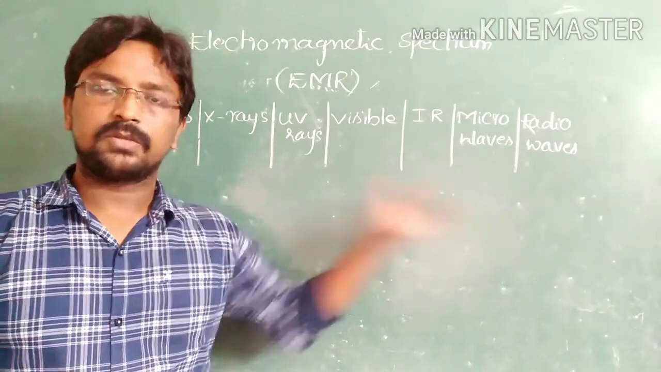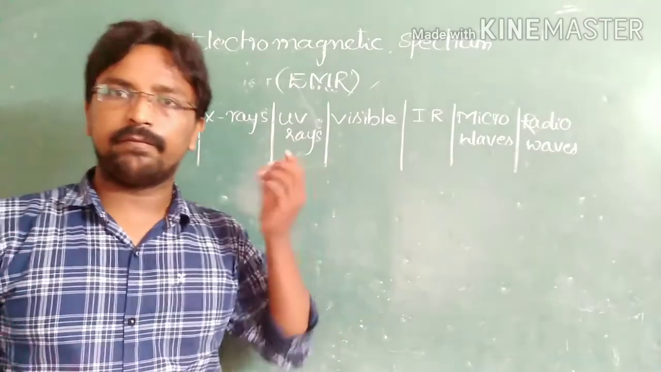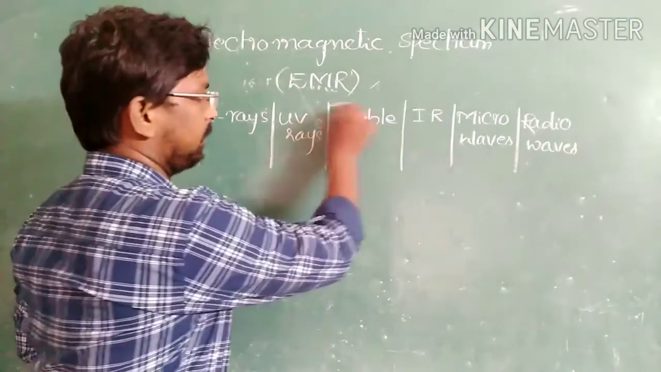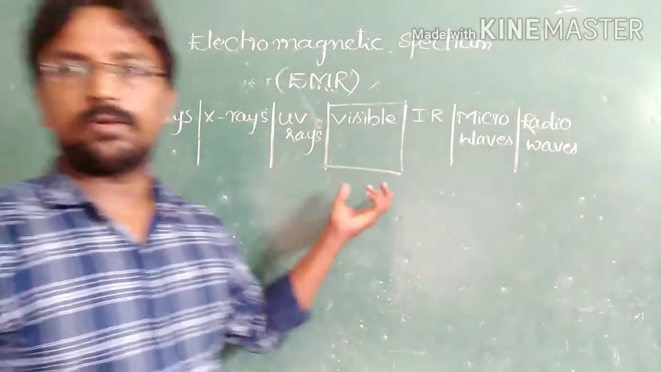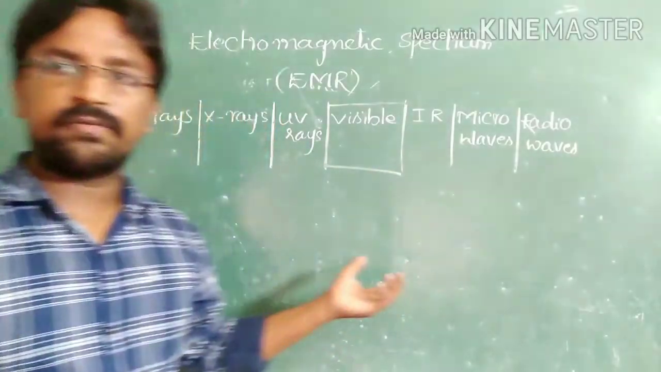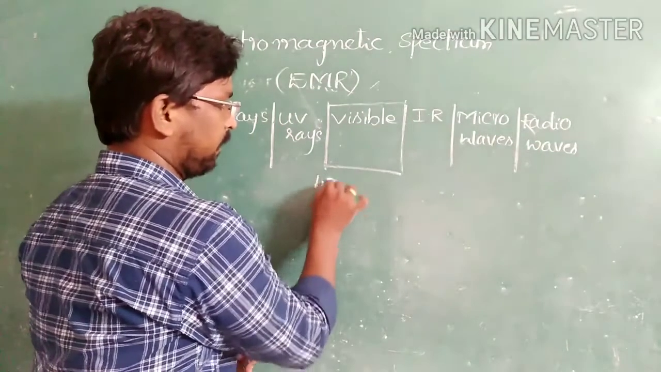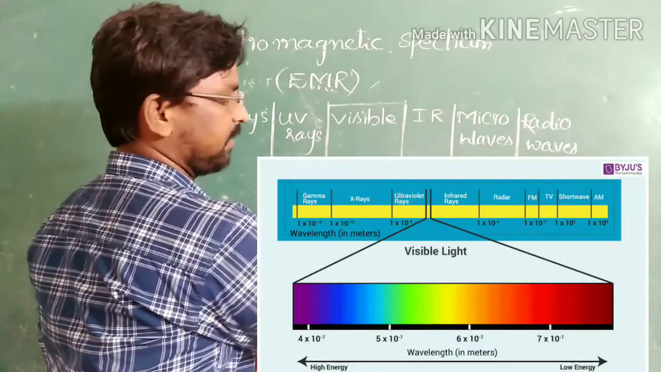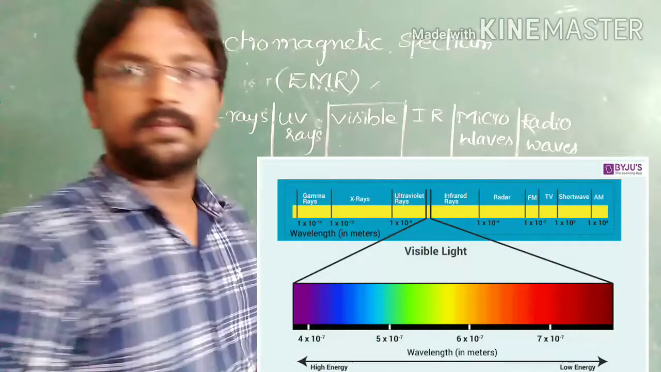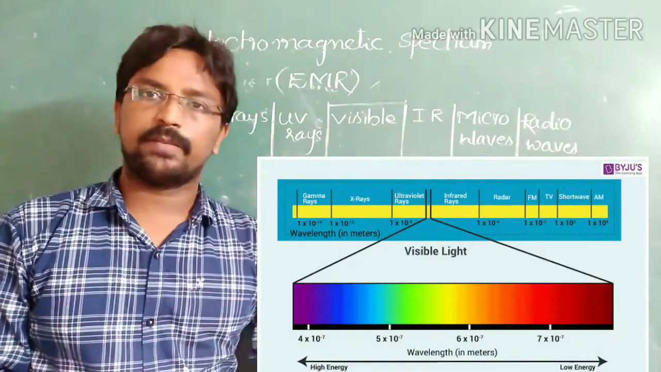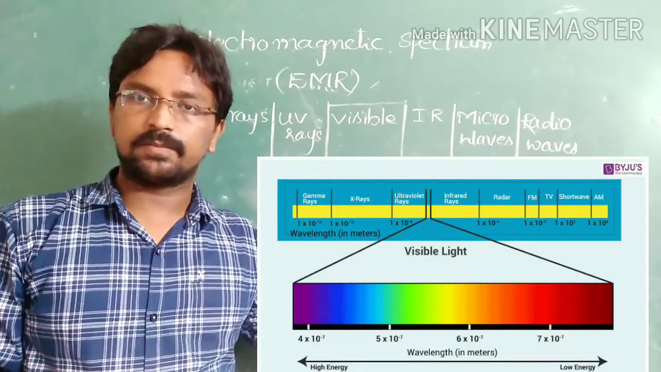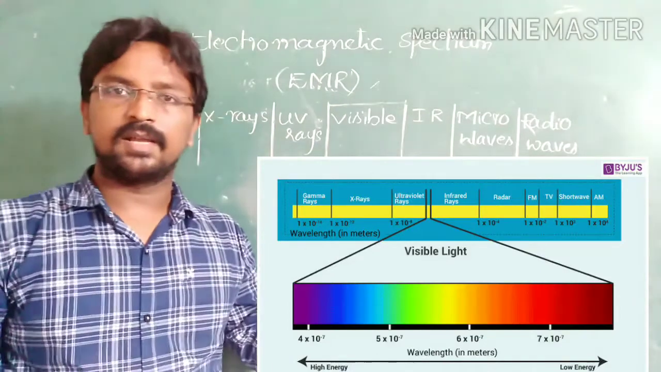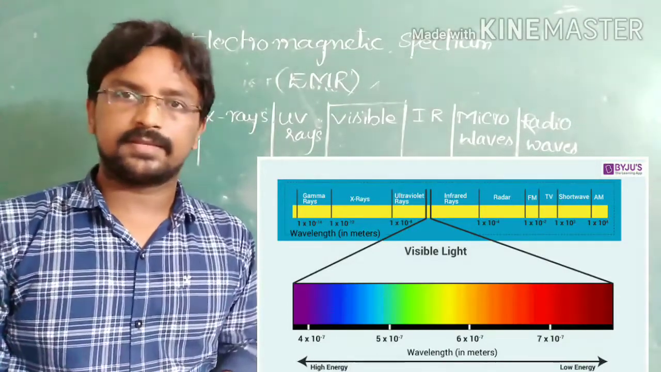In this electromagnetic spectrum, we are only sensitive to visible light. The range of wavelength is 400 nanometers to 700 nanometers. This is the wavelength range sensible to the human naked eye. The remaining wavelengths are not observed by human eyes.